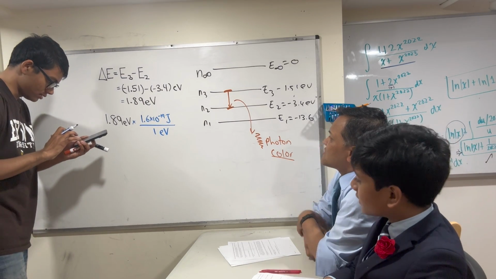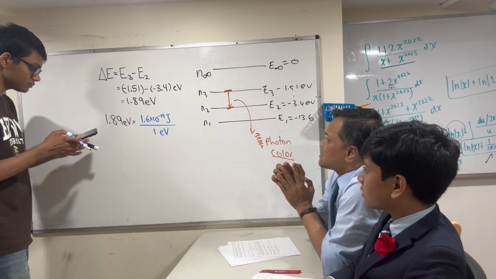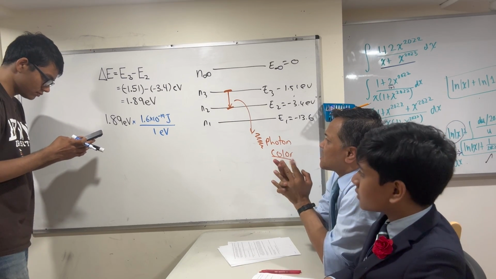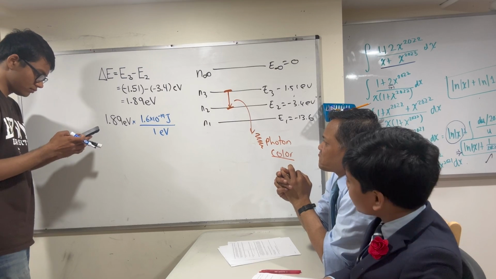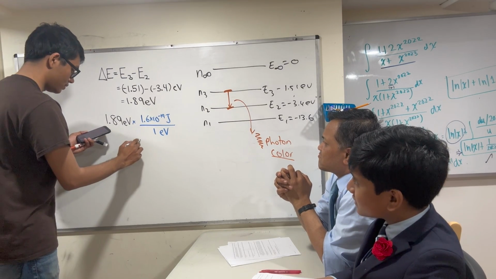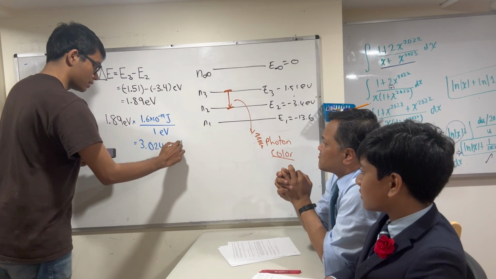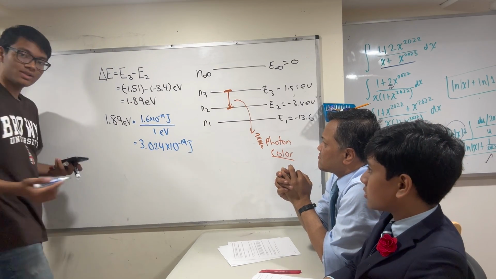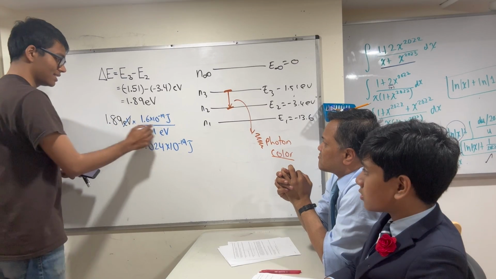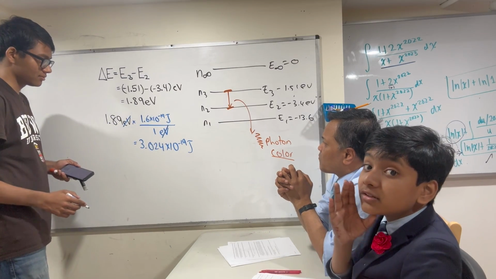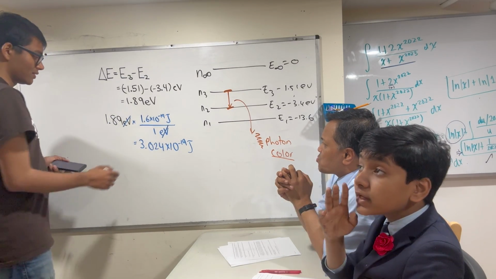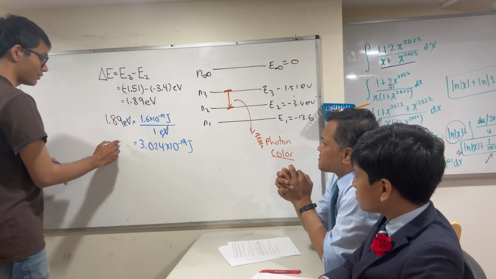So this is 3 times 10 raised to negative 19 joules. By the way, the reason we have joules is because the electron volts cancel out. The Regents will accept it if you just round it to 3. So this is our change in energy, which is equal to hf.